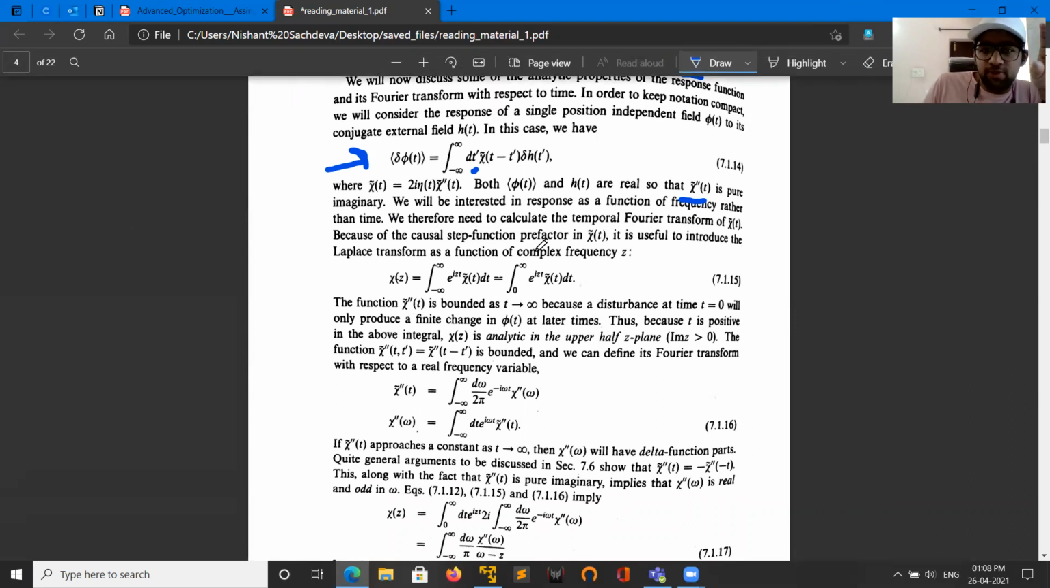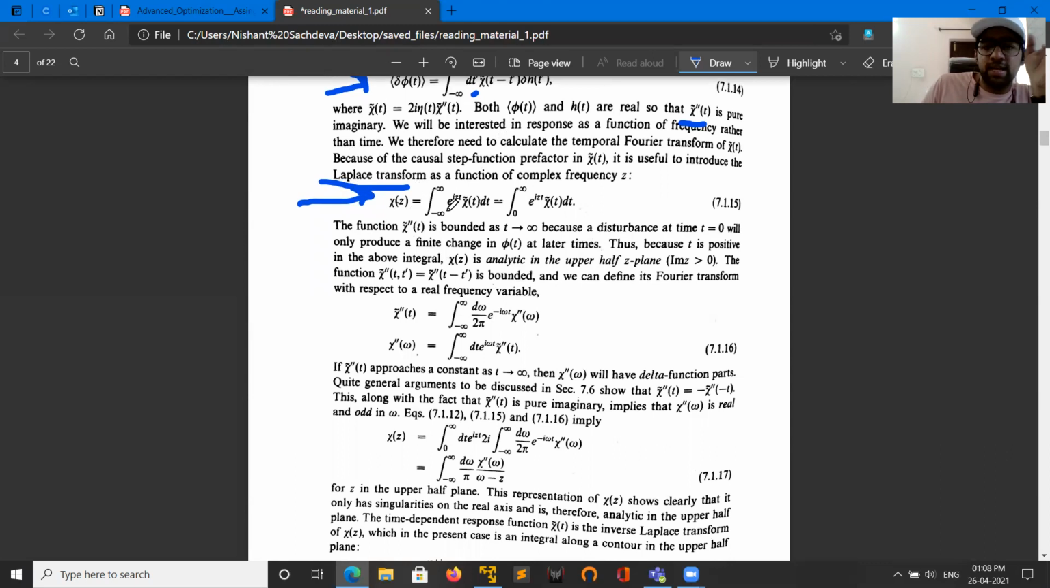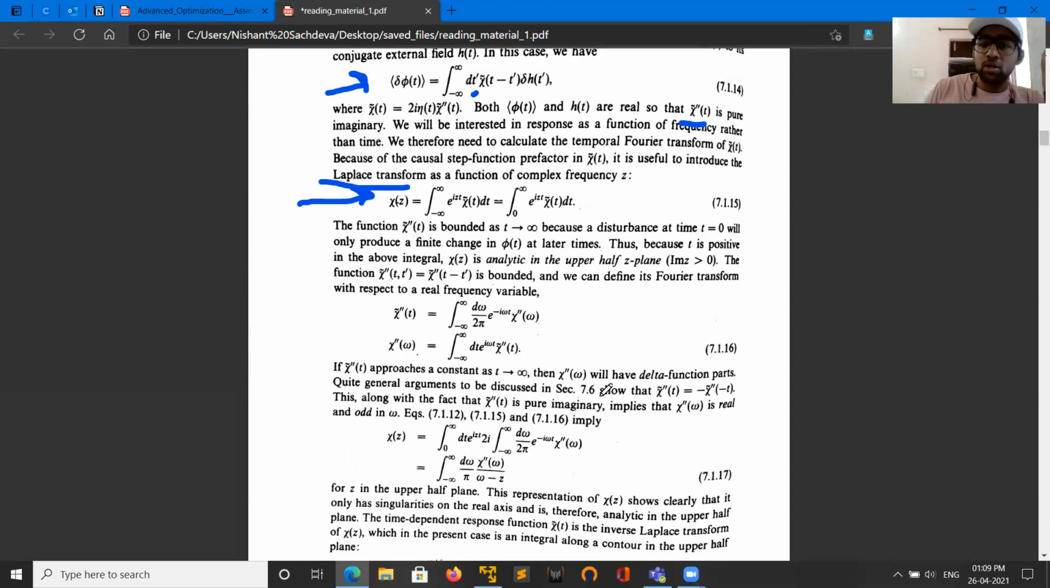Because of the causal step function that is pre-factored in x tilde of t, it is useful to introduce the Laplace transformation as a function of complex frequency z. This is a new term here, Laplace transformation. Now the function x tilde double dash of t is bounded as t tends to infinity. It does not go as long as it wants. It's bounded because a disturbance at time t equals 0 will only produce a finite change in phi of t at other times. Very important, notice.